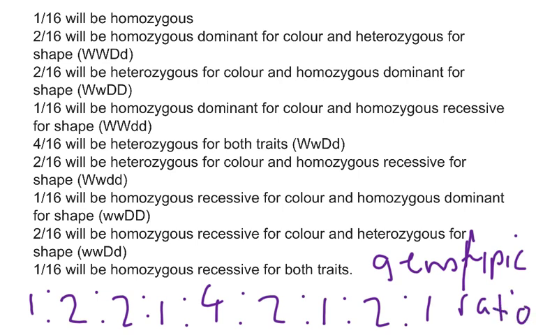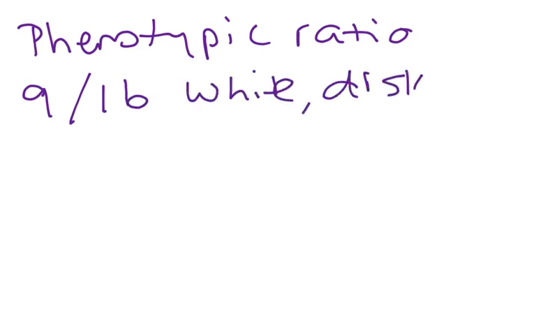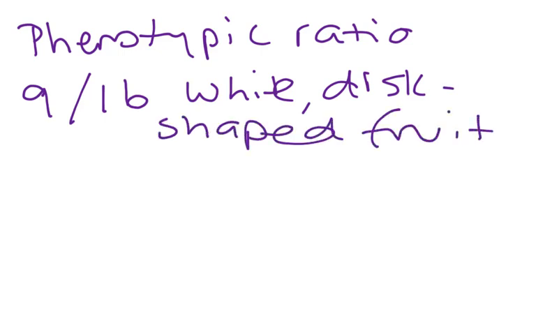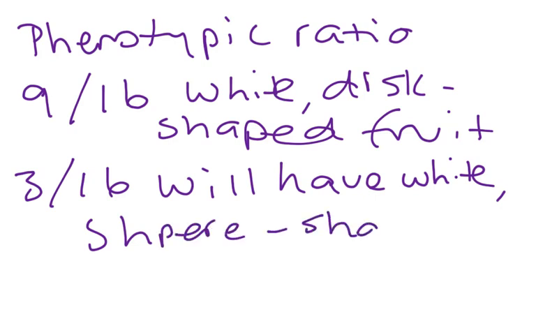ratio. Okay, so the last thing we need to do is look at the phenotypic ratio, and that one's not as long, and then we are done. So looking at the phenotypic ratio here, what characteristics are they showing? We've got 9 out of the 16 are going to have white, disc-shaped fruit. 3 out of the 16, and all I did was look back at the Punnett square, and you can just count them up, how many is going to have each. White sphere shaped.